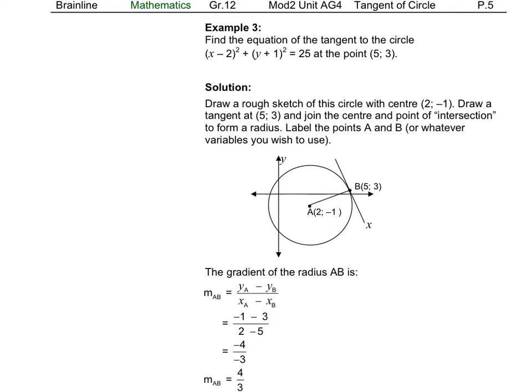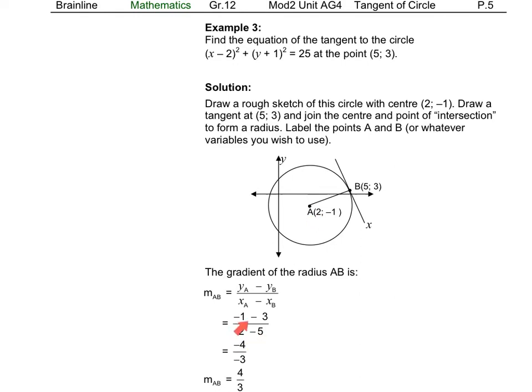We were also given a point of intersection where the tangent touches the circle at B, where x is 5 and y is 3. So step 1 is to first find the gradient of the radius. If I want the gradient of radius AB, I will take the y of A minus the y of B over the x of A minus the x of B. So if I substitute, minus 1 minus 3 over 2 minus 5.